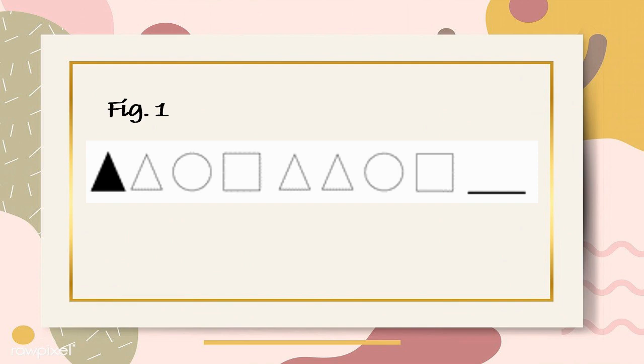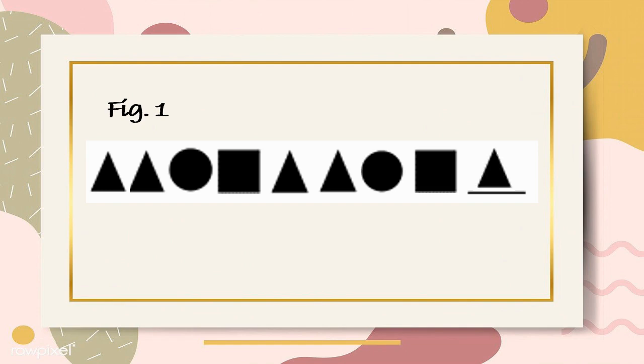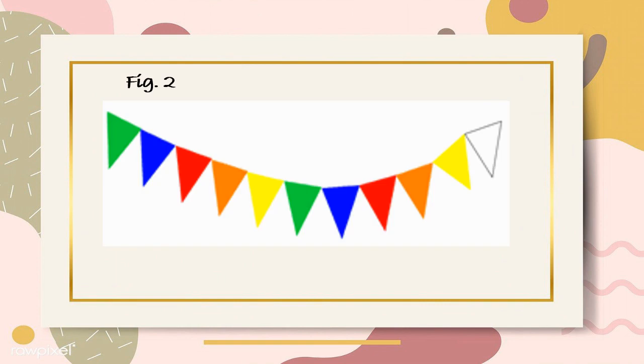You have triangle, triangle, circle, square, triangle, triangle, circle, square. So what do you think is the next figure? Triangle. Very good. How about in the next illustration? What is the pattern?